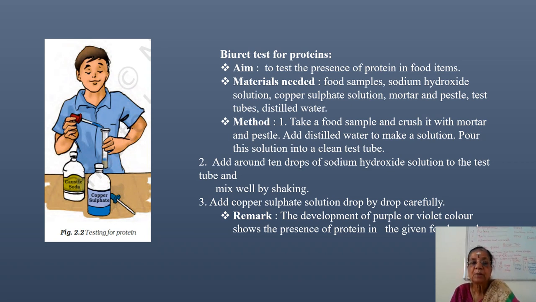Then add copper sulfate solution drop by drop carefully along the sides of the test tube. I hope you follow. So, what will you observe? You can observe the appearance of purple or violet color. That is right. The development of purple or violet color shows the presence of protein in the given food sample.